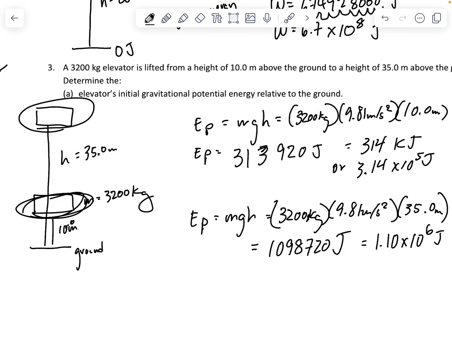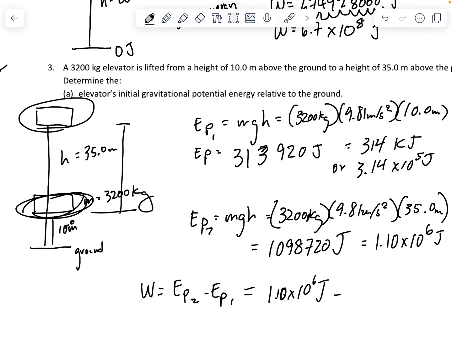Now, if it went from here up to here, the work is going to be equal to the difference between those two numbers. So the potential energy 1 and potential energy 2, if I labeled them that way, it'd be potential energy 2 minus potential energy 1, because that's the difference in energy. So if I take my 1.10 times 10 to the 6 joules minus my 3.14 times 10 to the 5 joules, that's the work that had to be done to make it go up that distance.